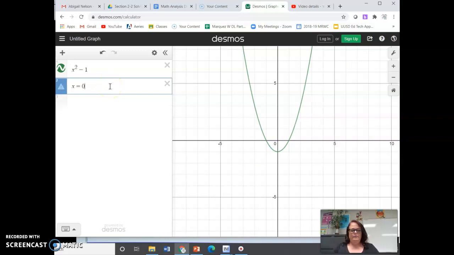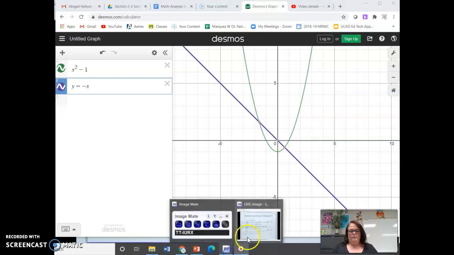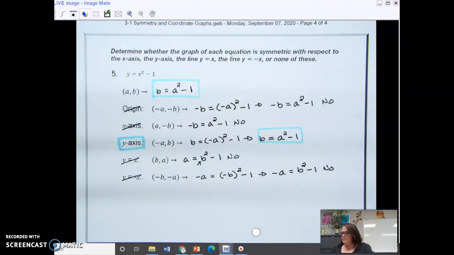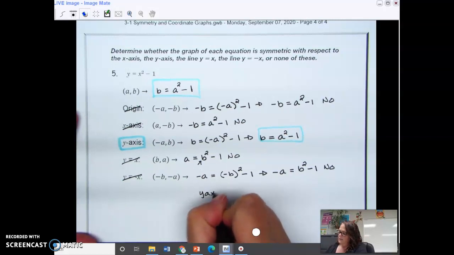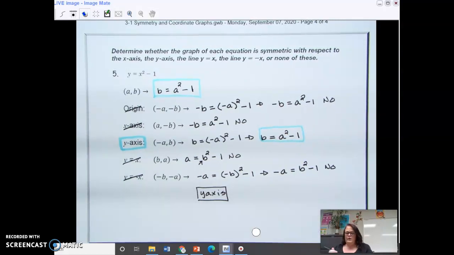So if I try x equal to 0, which is the y-axis, folding along this purple line, the parabola would fall on top of itself, and so we are symmetric with respect to the y-axis. If we tried the line y equal x, if I folded along this diagonal line, the parabola would not lie on top of itself. And if I change that to negative x, it also would not fall on top of itself, folding it along this blue line. So coming back to our work, we would just say that it is symmetric with respect to the y-axis. So again, this is helping us figure out how to graph things quicker than trying to plug things into the XY chart.